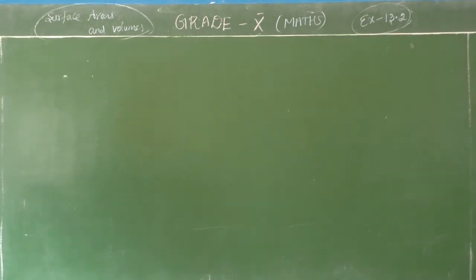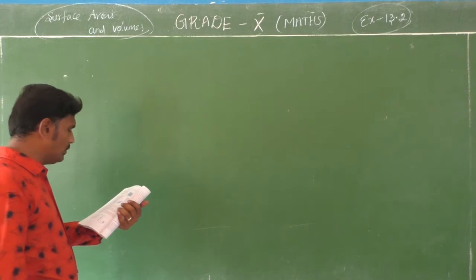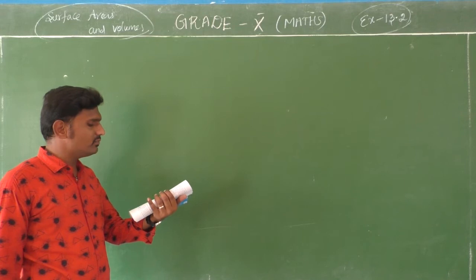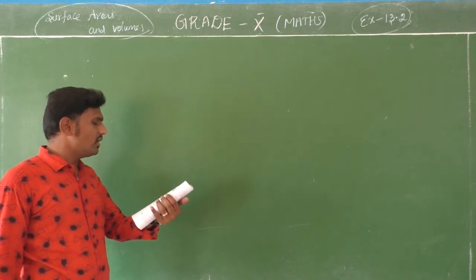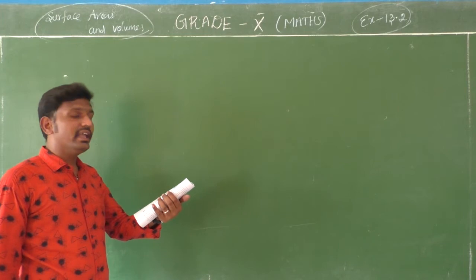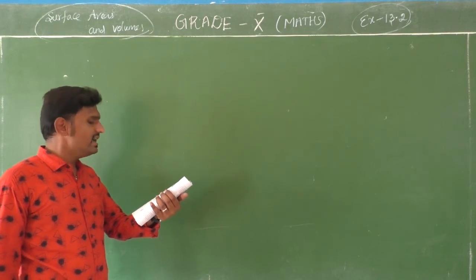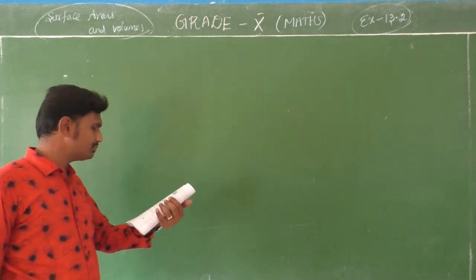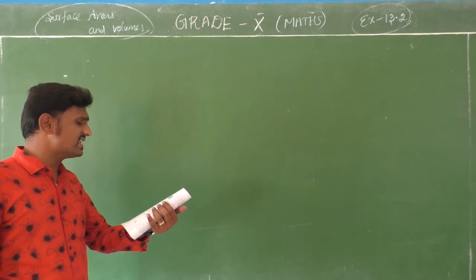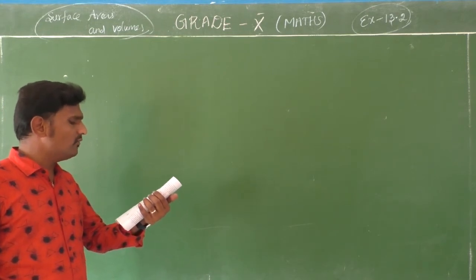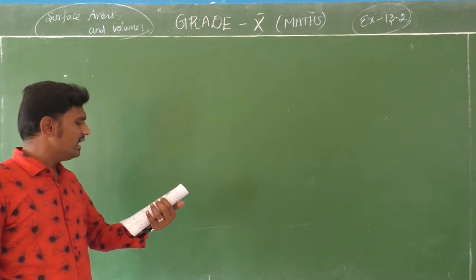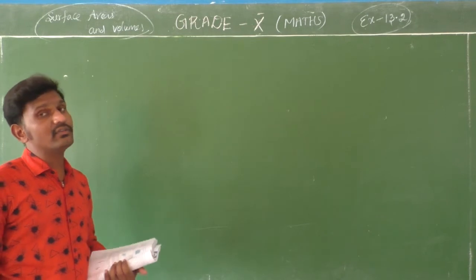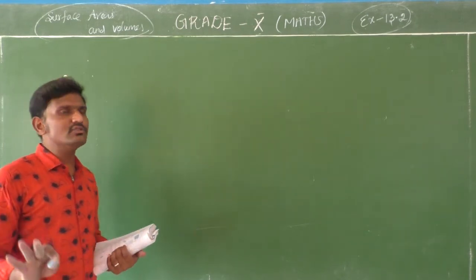Here a solid consists of a right circular cone of height 120 centimeter and radius 60 centimeter standing on a hemisphere of radius 60 centimeter. It is placed upright in a right circular cylinder full of water such that it touches the bottom. So find the volume of water left in the cylinder if the radius of the cylinder is 60 centimeter and the height of the cylinder is 180 centimeter. So this is your given question.